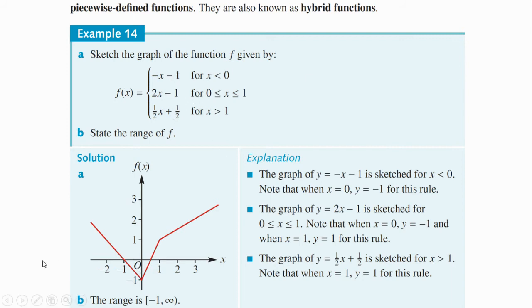If x is less than 0, it's this graph here, minus x minus 1. Between 0 and 1, it's this graph here, 2x minus 1, and if x is greater than 1, it's this graph here, half x plus a half. They're quite annoying to draw because you have to draw 3 different graphs, so you have to do intercepts and gradients for each of the graphs if you do this without using a calculator. But once we've drawn the graph, we can clearly see that the range goes from minus 1, that is an absolute minimum, there's nothing below that, all the way up to infinity. So we can write that as minus 1 to infinity.